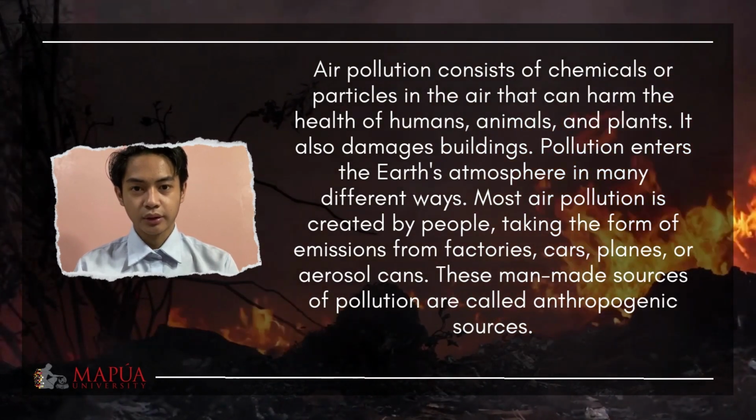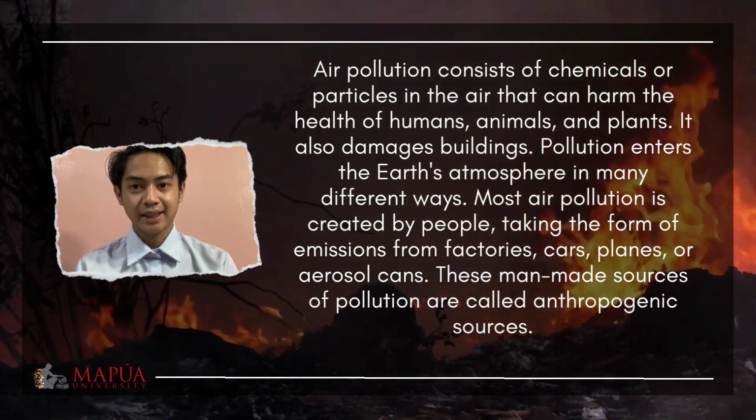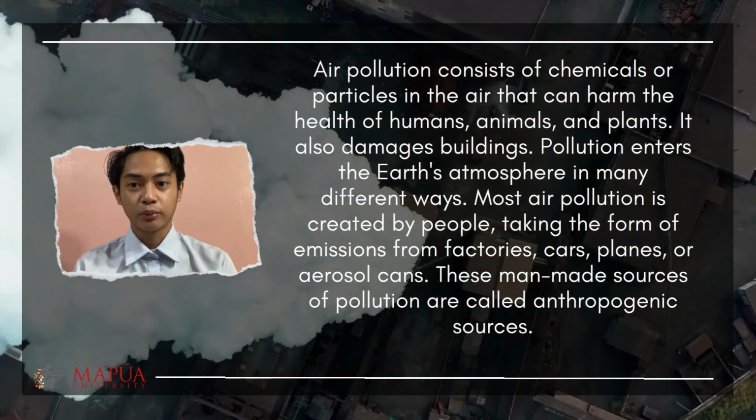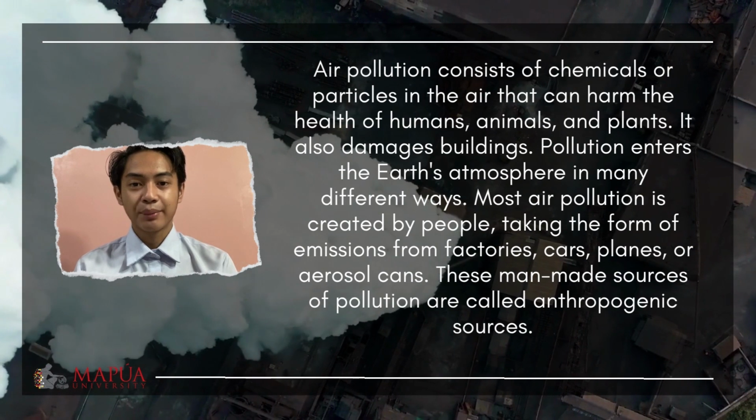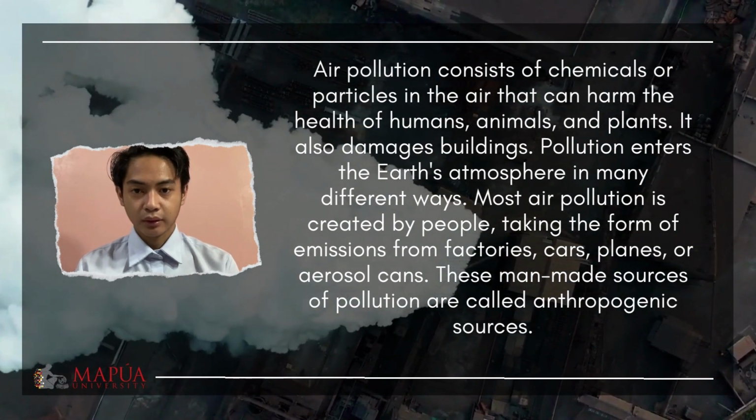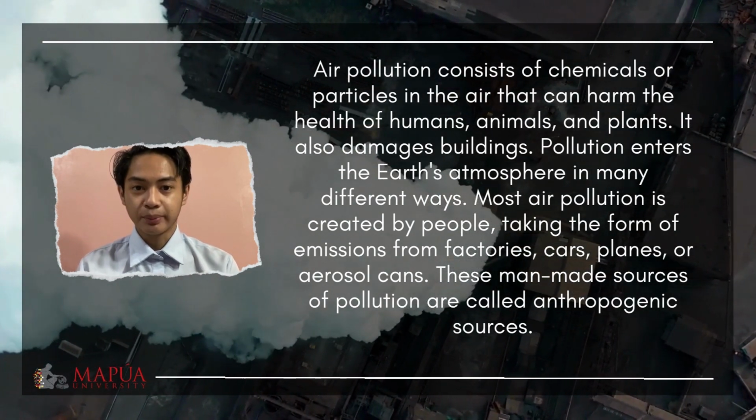Air pollution consists of chemicals or particles in the air that can harm the health of humans, animals, and plants. It also damages buildings. Pollution enters the Earth's atmosphere in many different ways. Most air pollution is created by people, taking the form of emissions from factories, cars, planes, or aerosol cans. These man-made sources of pollution are called anthropogenic sources.